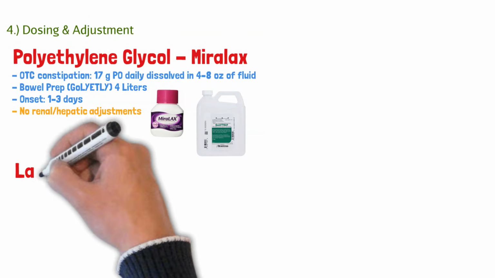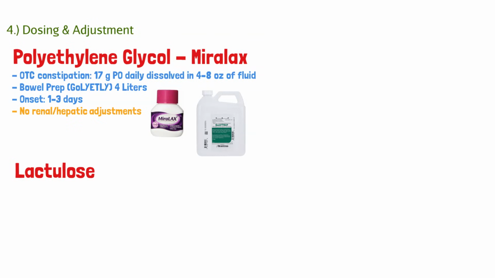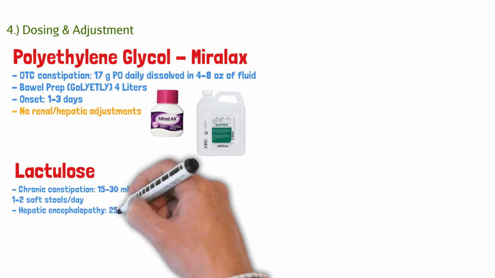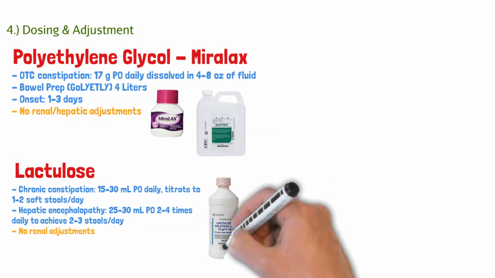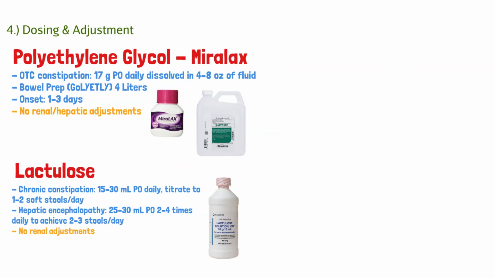Now our next drug is Lactulose. We talked about Lactulose a little bit, but here we can use it for chronic constipation, right? It comes in a liquid, so 15 to 30 milliliters by mouth daily, and you want to titrate it until you get 1 to 2 soft stools a day.